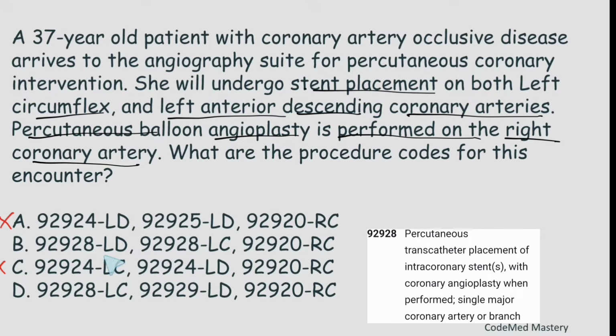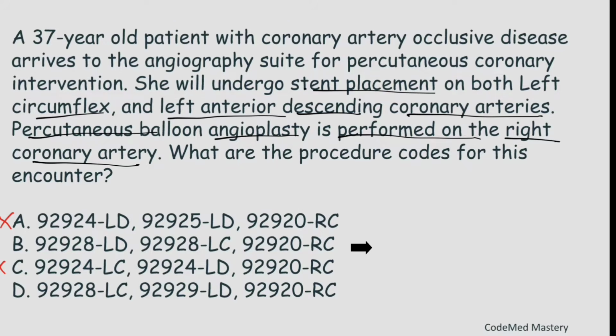Now we are left with option B and option D. Check the code 92928. That is for percutaneous transcatheter placement of intracoronary stent. So in the scenario they have performed stent placement on both arteries, that is left circumflex and left anterior descending artery. So 92928 is the right code. We'll check the modifiers later.